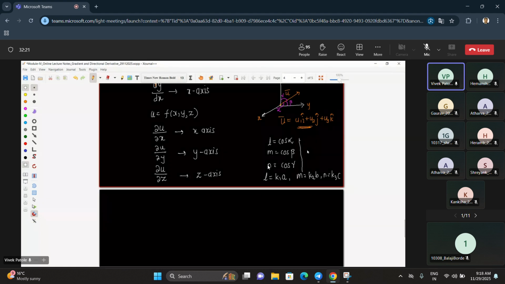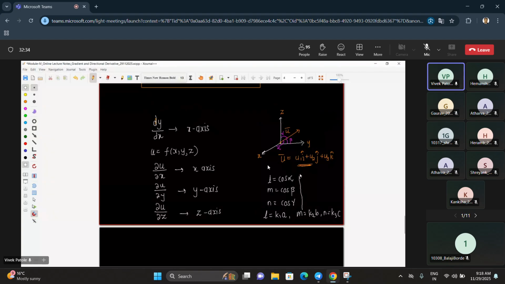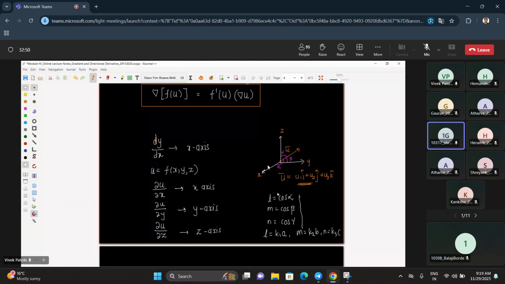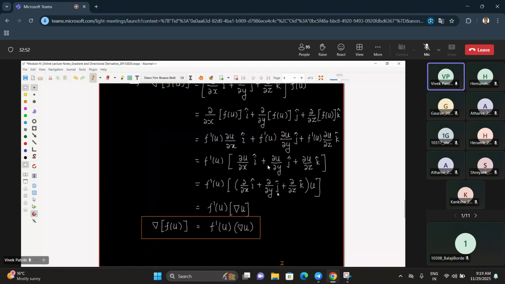If you evaluate l squared plus m squared plus n squared, its square root is always equal to 1. For now, just keep in mind that a, b, c are the direction ratios and l, m, n are the direction cosines. Later, in the offline class, I will explain it again if you want. Fine. Okay, sir.